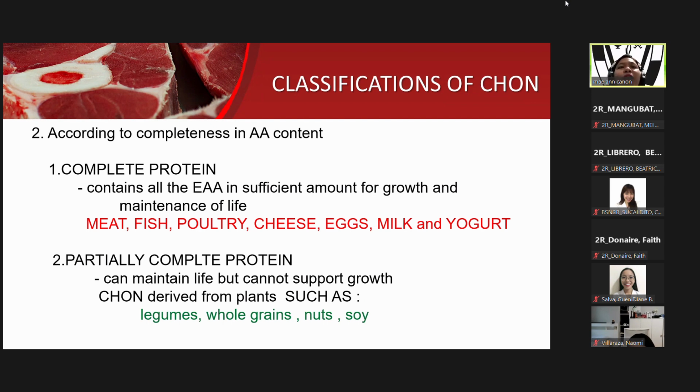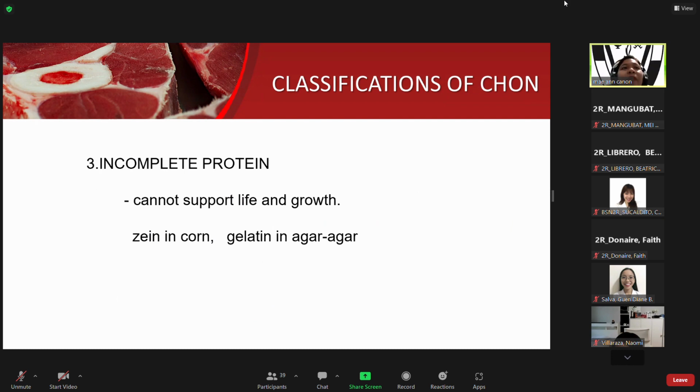When we say partially complete, that is complete but lacking some essential amino acids; it can maintain life but cannot support growth. As you observe, meat is more complete compared to legumes, but they are the same, both rich in protein. And incomplete protein cannot support life and growth. So in case your diet is, for example, gelatin or agar-agar, and that is your only source of protein, it is incomplete, it is really lacking.